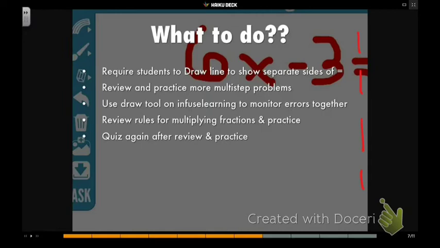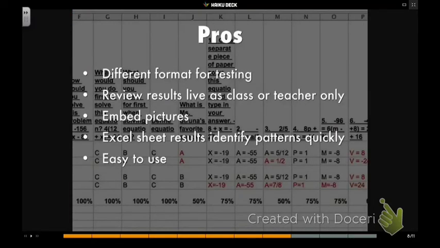And then we'll review the rules for multiplying fractions. And then finally we'll quiz again after the review and the practice. So in using this tool for assessment, what were some of the pros?